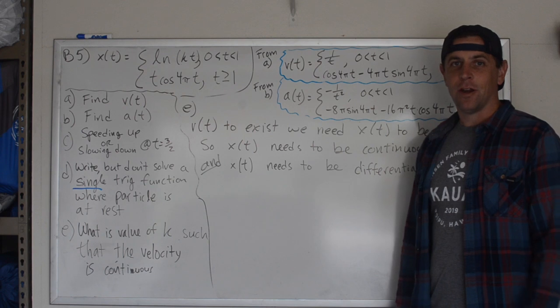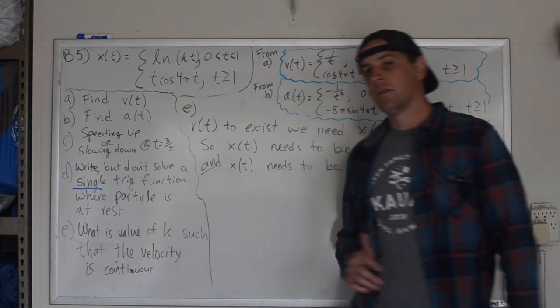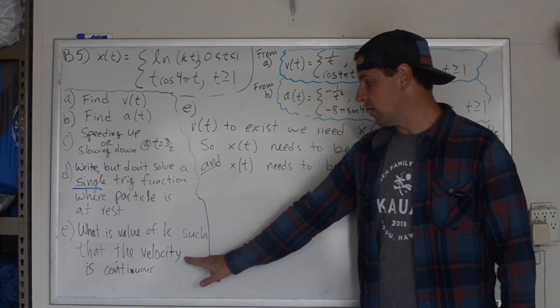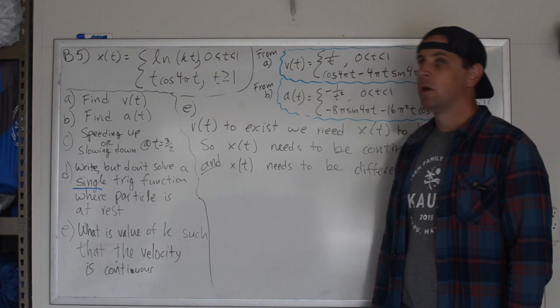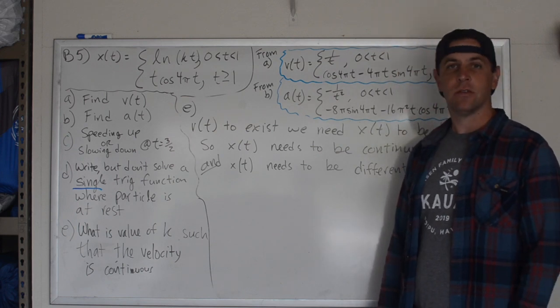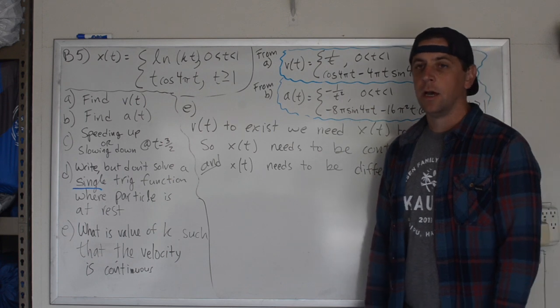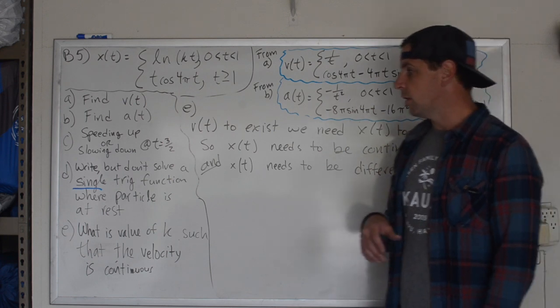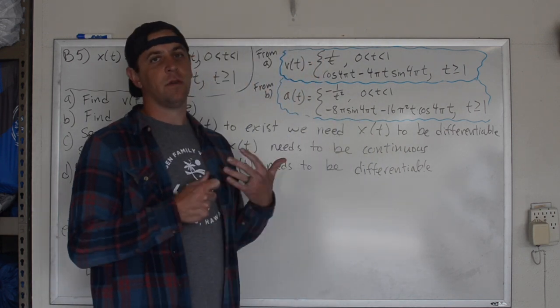Okay, we're back for part E. For part E, what we're trying to do is find the value of k such that the velocity, notice this word wasn't there the whole time, the velocity of the particle is continuous. We're trying to find the value of k such that the velocity of the particle is continuous. I wrote some notes up here. In order for the velocity to be continuous, the v of t function must exist.